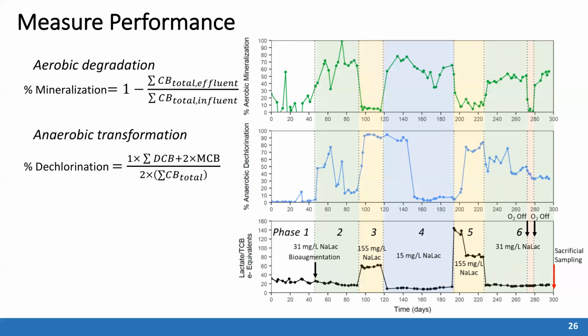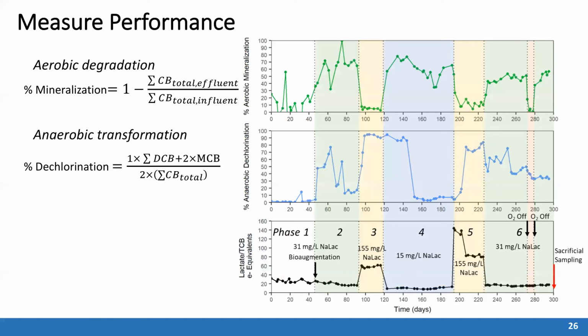And so there are two panels that are shown. The top one in green represents the amount of mineralization that occurs. Basically, this is just a mass balance on how much chlorinated benzene we added in the feed in moles per liter, and how many moles per liter go out.